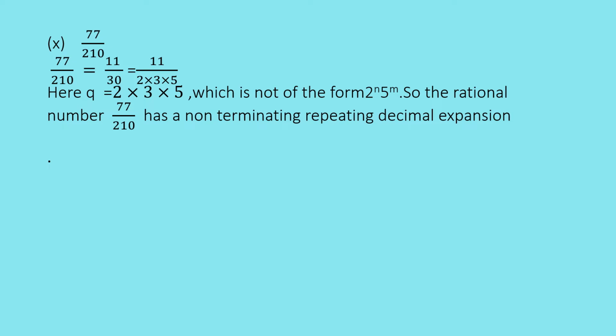77 upon 210, in the numerator and denominator 7 is a common factor. So you can cancel the 7, you will get 11 upon 30, and the prime factorization of the denominator 30 can be written as 2 multiplied by 3 multiplied by 5. Now the denominator q equals 2 multiplied by 3 multiplied by 5, which is not of the form 2 raised to n, 5 raised to m. So the rational number 77 upon 210 has a non-terminating repeating decimal expansion.